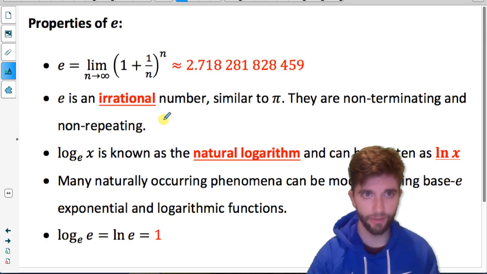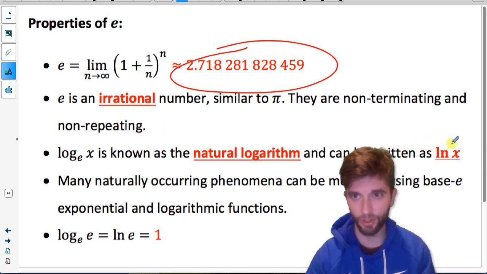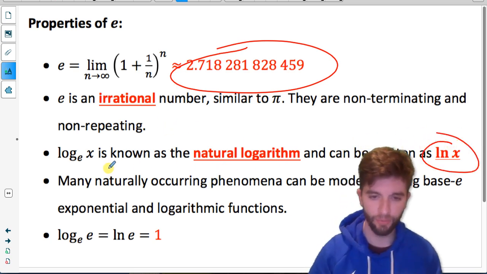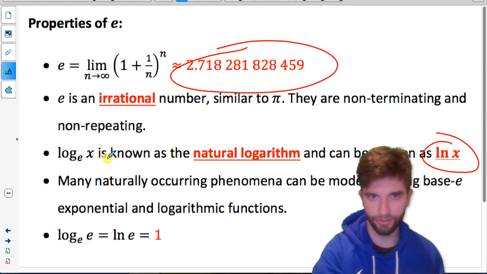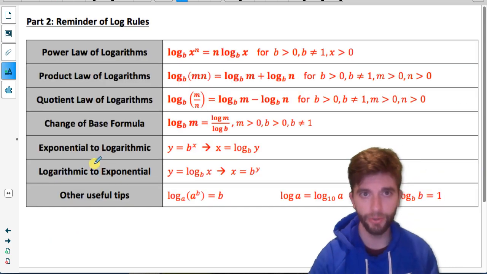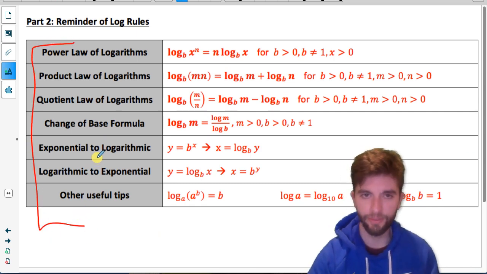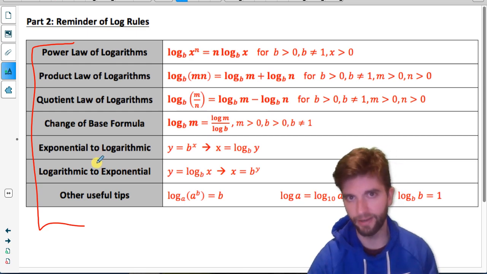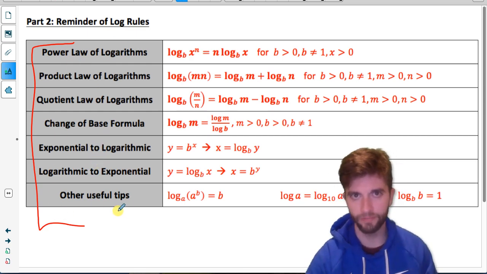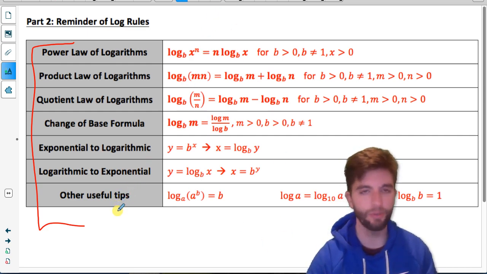So now that we've discovered what e is and what the natural logarithm is, let's do some work with those and make sure you can find those buttons on your calculator and make use of their values. So you're going to need to remember all of these rules of logarithms. Since e is the base of the natural logarithm, we're going to be doing a lot of work with logarithms again, so make sure you remember these rules. So pause the video here, look at the rules, just a quick reminder of them.